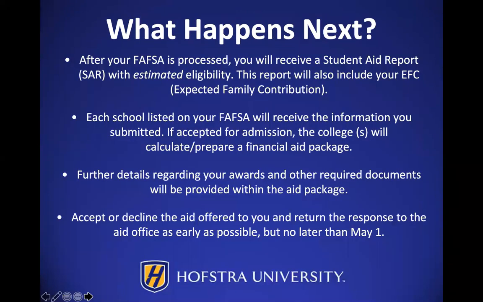So what would happen next? After your FAFSA is processed, you will receive a student aid report with an estimated eligibility. This report will include your EFC, or expected family contribution. Each school listed on your FAFSA will receive the information you submitted. If accepted for college, the college or colleges will calculate and prepare a financial aid package. Further details regarding your awards and other required documents will be provided within the aid package. And then you'd be able to accept or decline the aid offered and return to the office as early as possible.